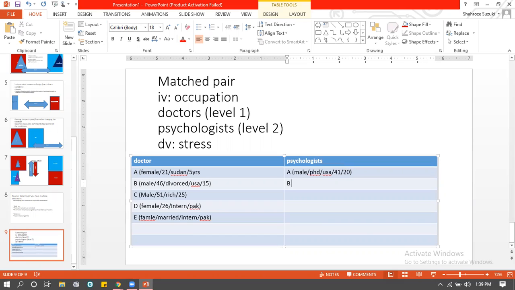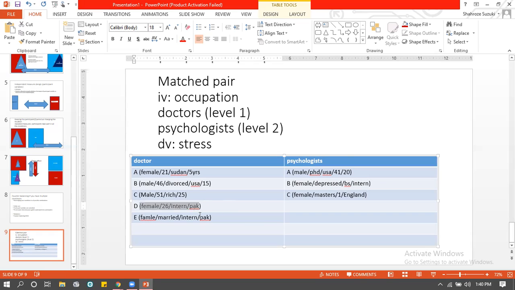B is a female, has been depressed herself, has just done her bachelor's and is an intern. I'm going to write one more person, female, who is doing her master's, has 1 year of experience, and basically comes from England.